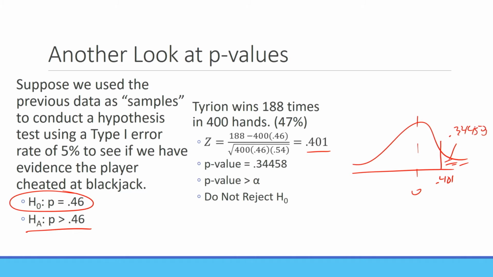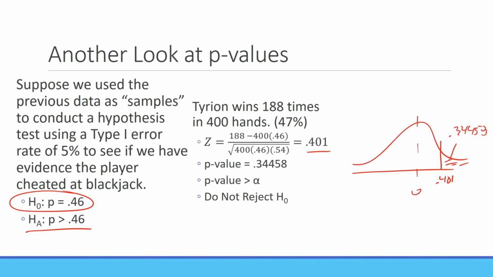This area to the right of 0.401 is about 34.5%. Once we have our p-value when we're conducting a hypothesis test, we always compare it to alpha. Our p-value in this case is greater than alpha, so we would not reject the null hypothesis. If we think about that in terms of cheating or not, the null is that Tyrion was playing honest, and we're not going to reject that. So our hypothesis test ended up getting consistent results with what we talked about at the very beginning before we even got to the hypothesis test.